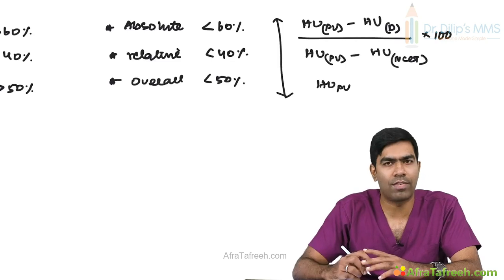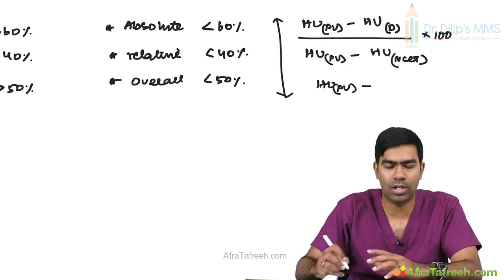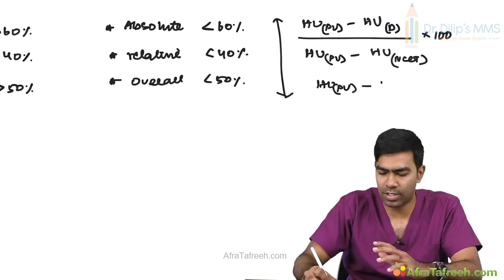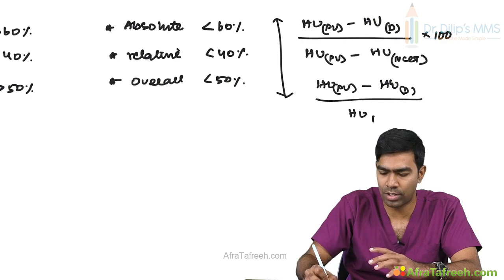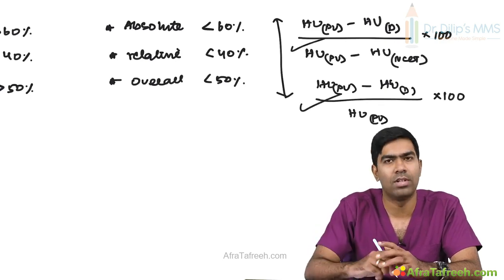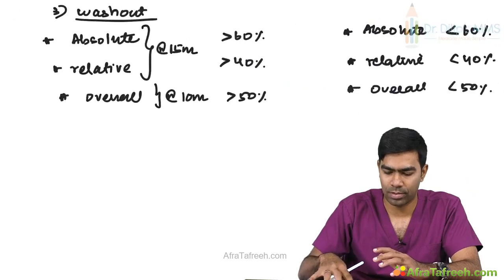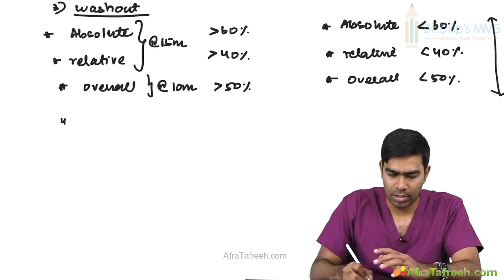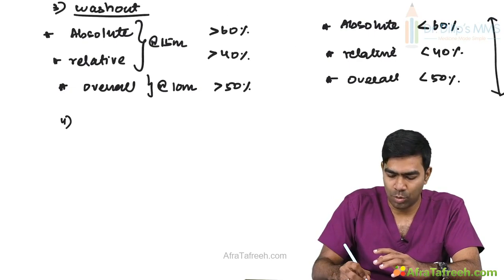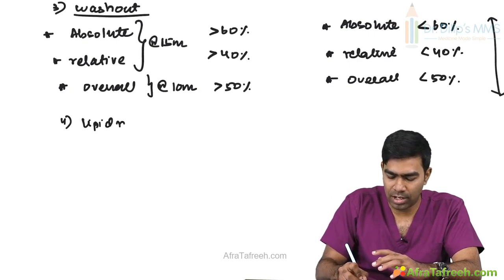And relative washout you can find out by using Hounsfield unit in the portal venous phase minus Hounsfield unit in the delayed phase divided by Hounsfield unit in the portal venous phase multiplied by 100. So this will give the relative washout. Fine. Whether the tumor is having lipid-rich content or not.